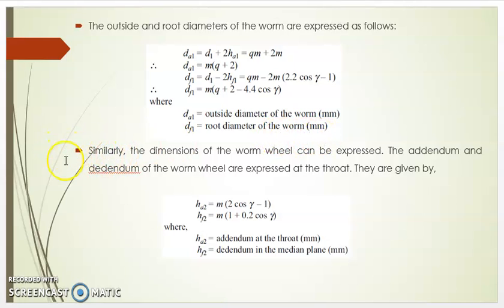Similarly, the dimensions of the worm wheel can be expressed. The addendum and dedendum of the worm wheel are expressed at the throat. They are given by HA2 is equal to M into (2 cos gamma minus 1). HF2 is equal to M into (1 plus 0.2 cos gamma), where HA2 is equal to addendum at the throat in mm. HF2 is equal to dedendum in the median plane in mm.